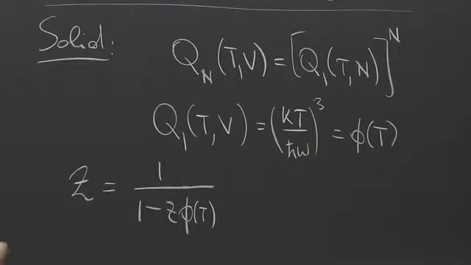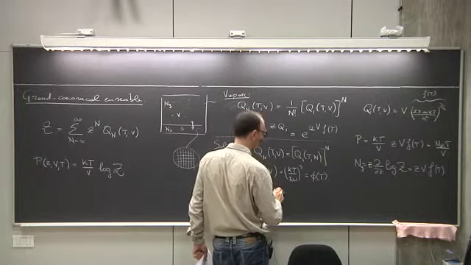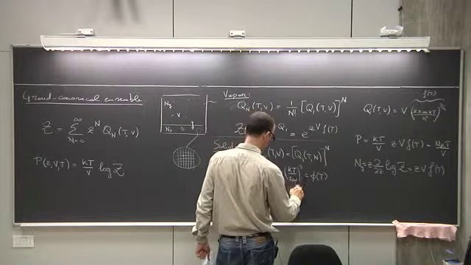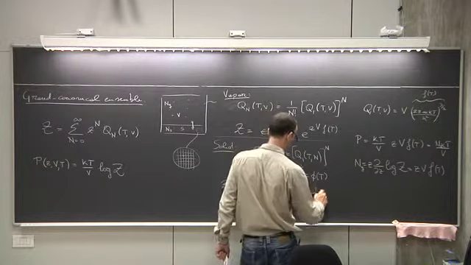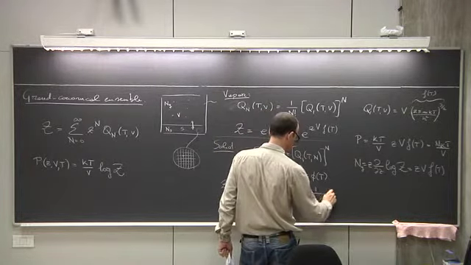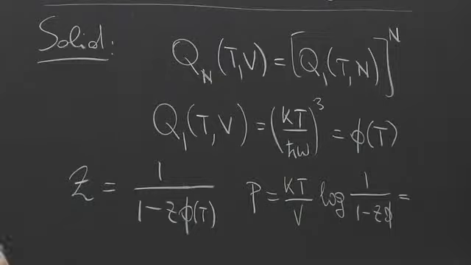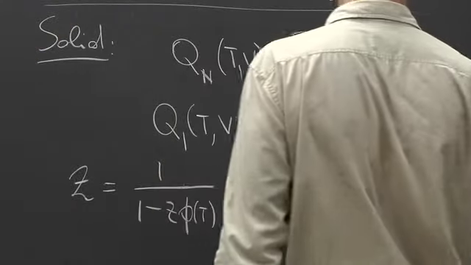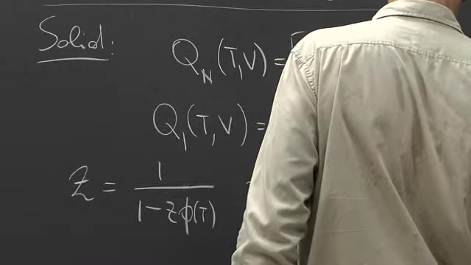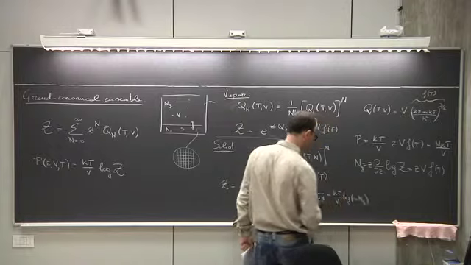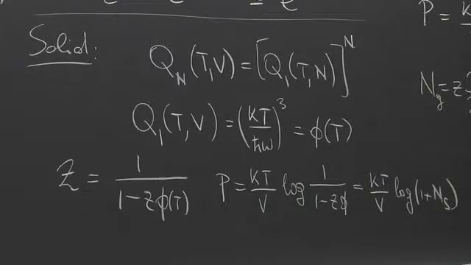And from this you get that the pressure is kT over v times the log of 1 over 1 minus z phi. And if we compute the number of particles as before, we find that this is kT over v times the log of 1 plus the number of particles in the solid. Okay? And then you can derive all the thermodynamics.